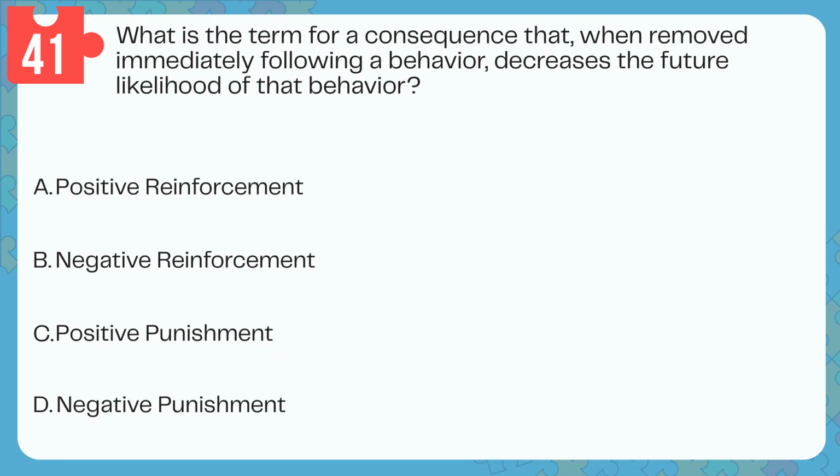Question 41. What is the term for a consequence that, when removed immediately following a behavior, decreases the future likelihood of that behavior? A. Positive reinforcement. B. Negative reinforcement. C. Positive punishment. D. Negative punishment.